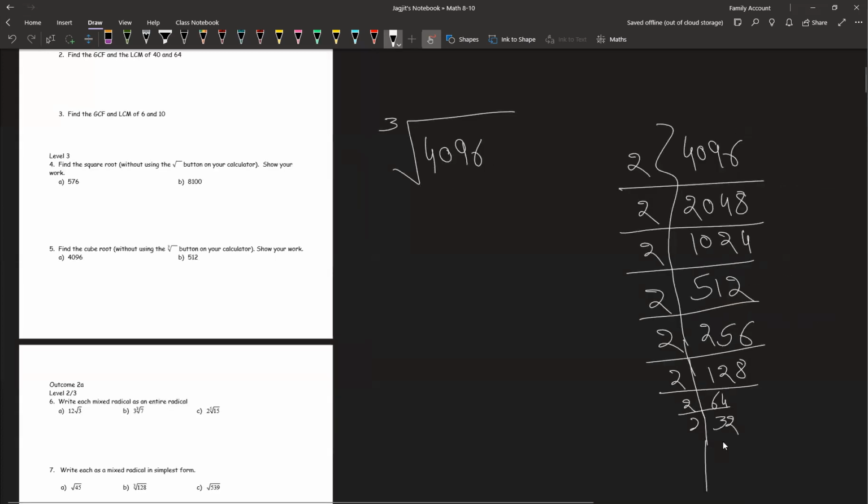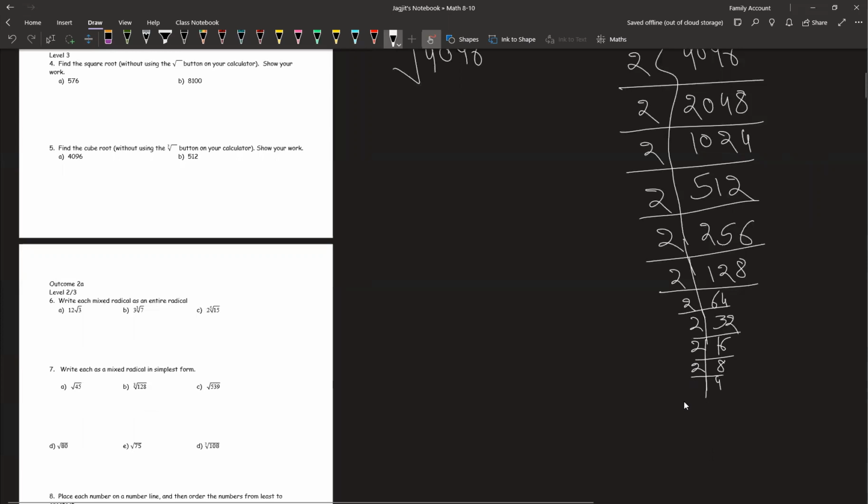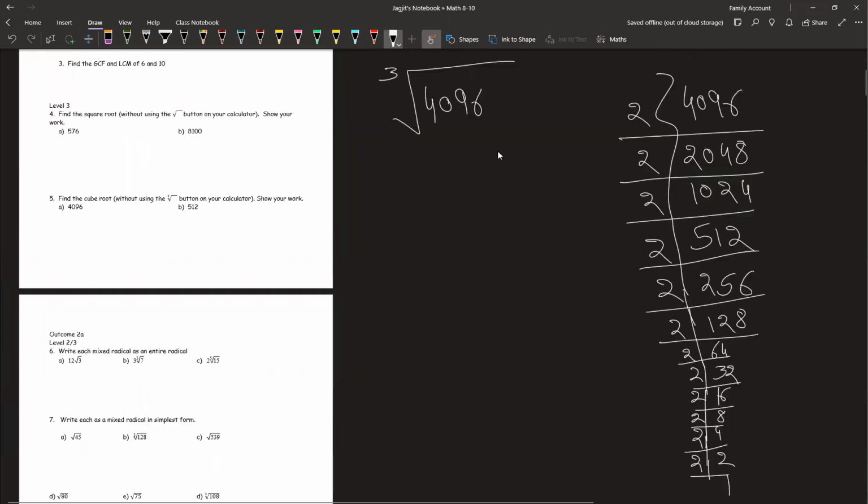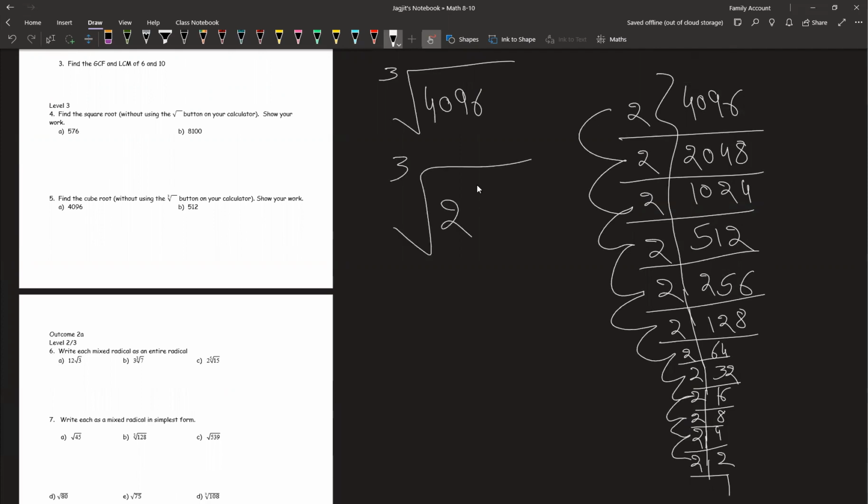Divided by 2, 16. Divided by 2, 8. Divided by 2, 4. Divided by 2, 2. And finally divided by 2, and you get 1. How many 2s are there? Way too many. 1, 2, 3, 4, 5, 6, 7, 8, 9, 10, 11, 12. We can write this as 2 to the power 12.